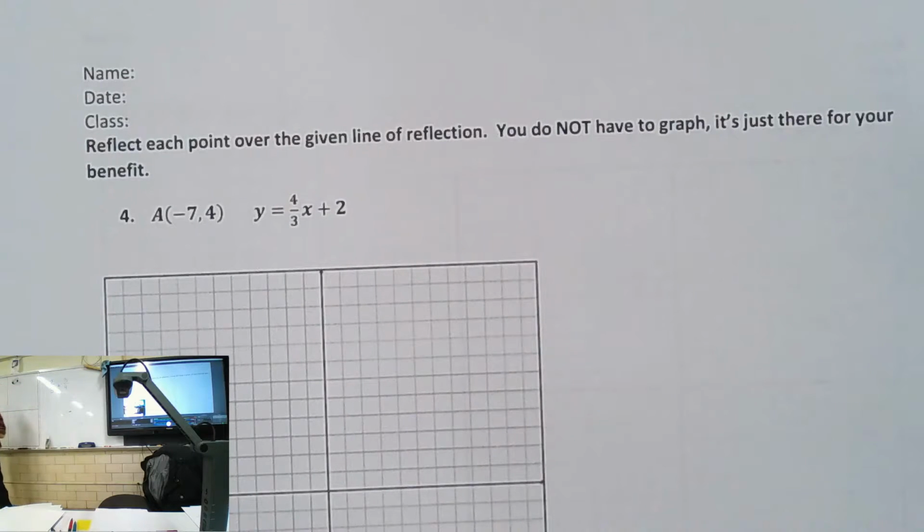Do I need common denominators? Yes. Yes, we're adding, right? Adding or subtracting, we need common denominators. What's the common denominator going to be? 12.